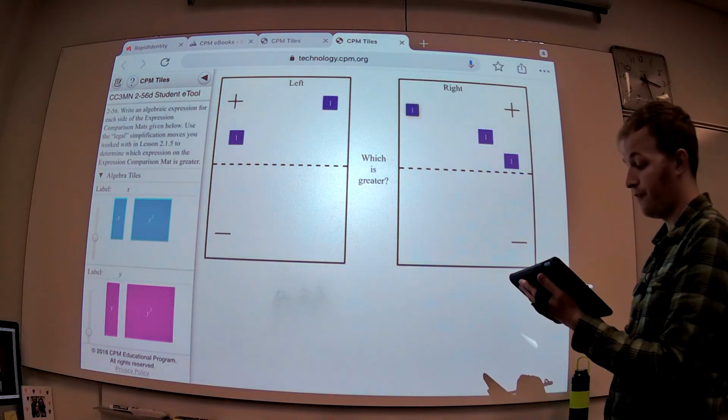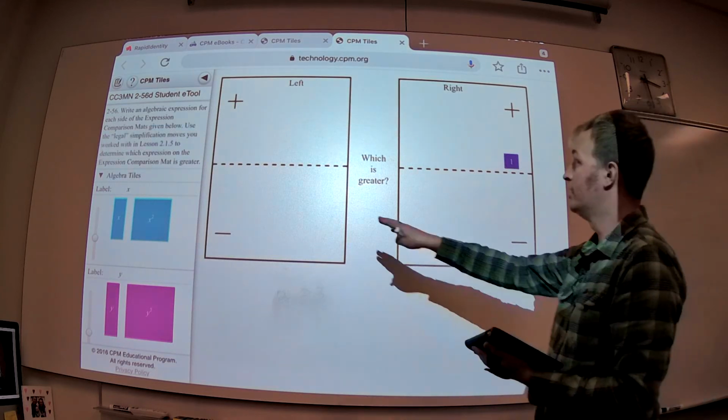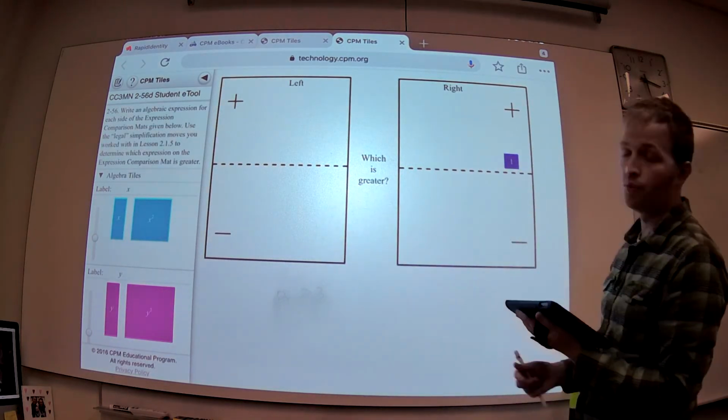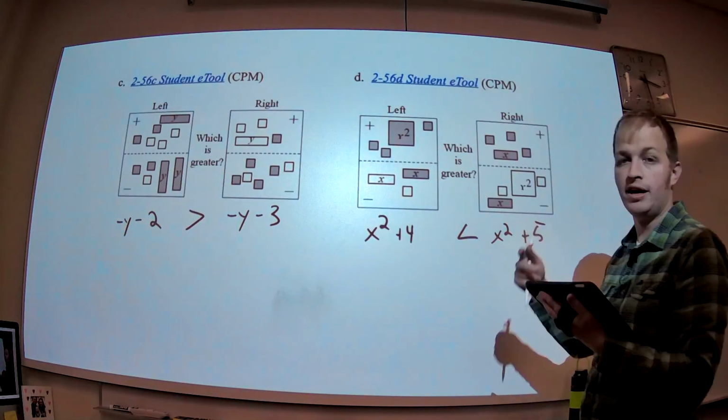You've seen this a few different times, so I'm going to do 2 at once now. And I'm left with 0 on the left side and 1 on the right side. So the right side would be greater because 1 is bigger than 0.